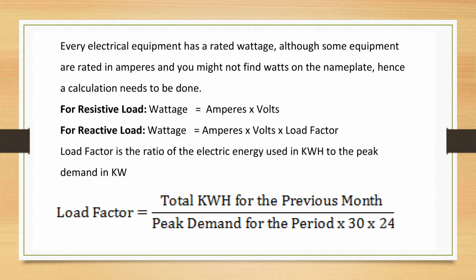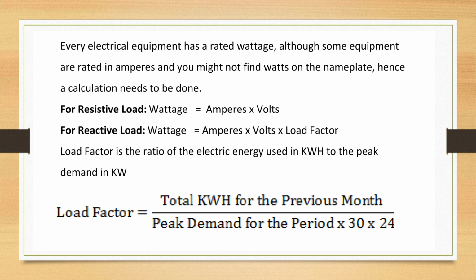Unfortunately, most times you see this rated capacity in kilowatt or in watt. If you see them in kilowatt or watt, you are lucky. Sometimes they will only give you the amperage, that's the current rating, and the voltage rating. So if you are given the current, what you are supposed to do for a resistive load is use the amps times the volts. The amps times the volts will give you the wattage for a resistive load. But for a reactive load, it is the amps times the volts times the load factor.